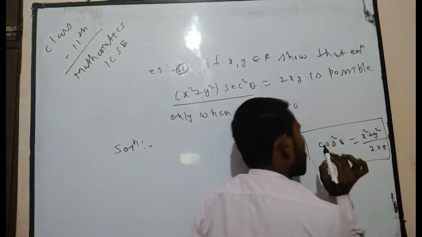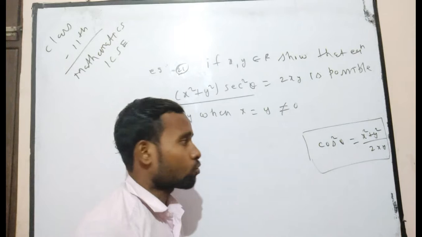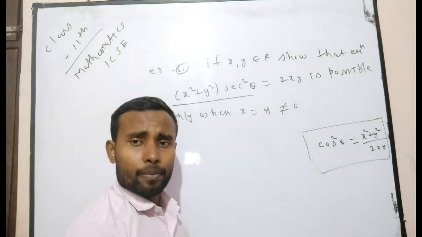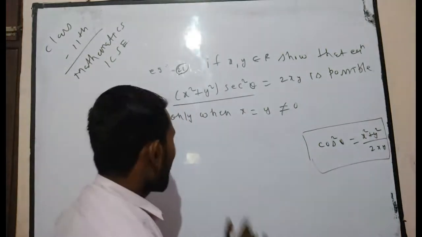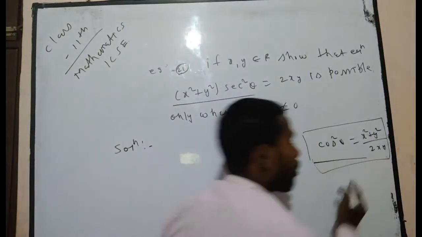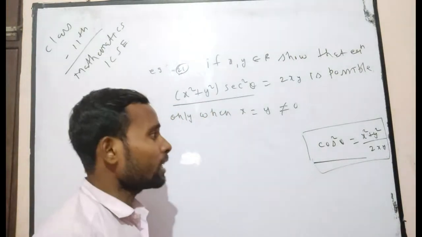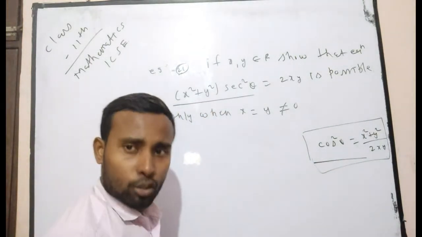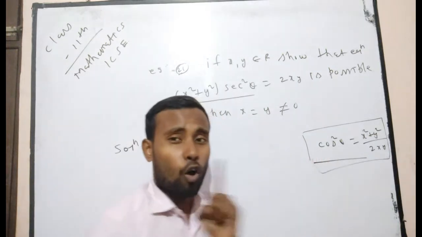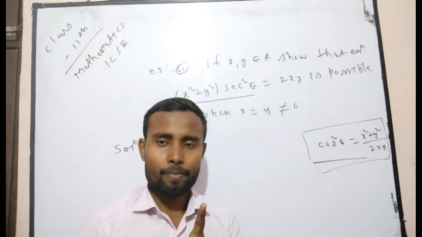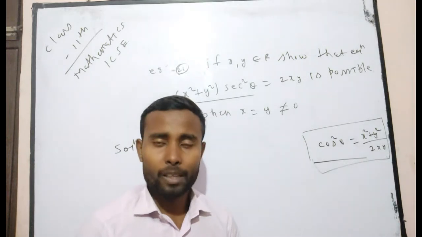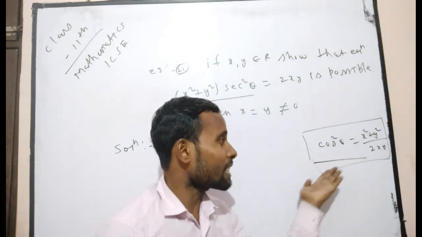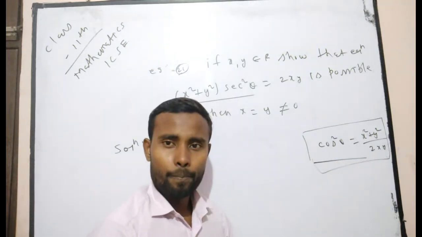You got cos square theta is equal to (x square plus y square) over 2xy. Now, is it possible or not? How can you say about it? As you know that cos square theta is always positive, which is greater than or equal to 0 but less than or equal to 1. In that case, what can you say about this expression? Is it true or not?